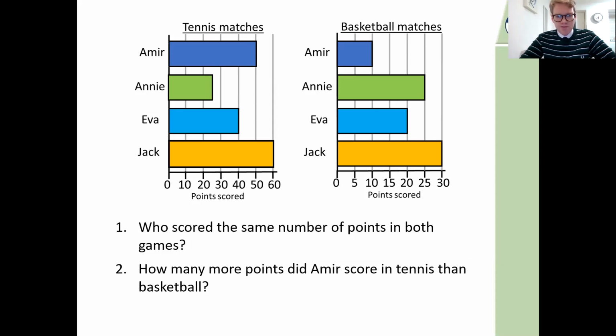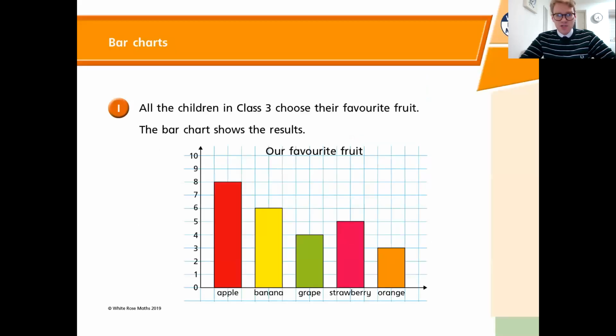Okay, hopefully then we have spotted the person who scored the same. It was Annie. Annie scored 25 points in both games. Now that might be a bit confusing because Annie's bar on the right is so much bigger than Annie's bar on the left. But if we read that scale really carefully, we'll see that both are 25. How many more points did Amir score in tennis than in basketball? Well, let's check. In tennis, he scored 50. In basketball, he scored 10. So what's the difference there? We're going to need to do a subtraction calculation, aren't we? We're going to need to do 50 take away 10, and that gives us 40.